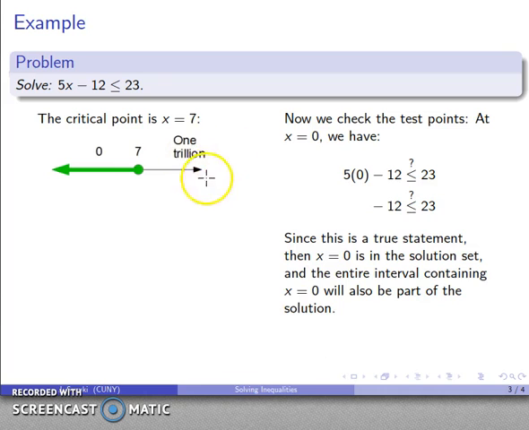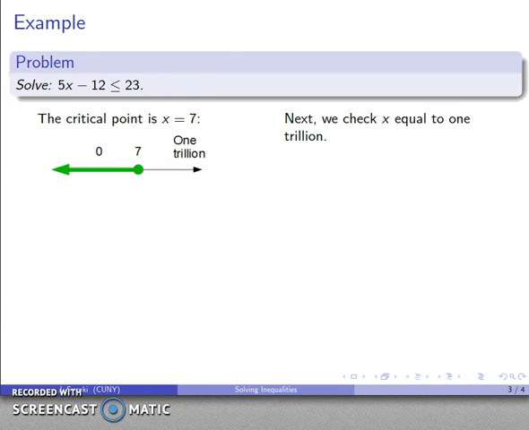Now, what about the other side? So we'll check our other test point at 1 trillion. And here's the reason I used 1 trillion. It won't be part of the solution, and we don't have to compute with that. We can just reason our way through it. 5 times 1 trillion is a whole lot. Minus 12, certainly not going to be less than or equal to 23. So 1 trillion is not part of the solution, and despite popular sayings, it's not actually part of the problem either. It's just not part of the solution, so we don't mark it, and our solution graphically is going to look like this.